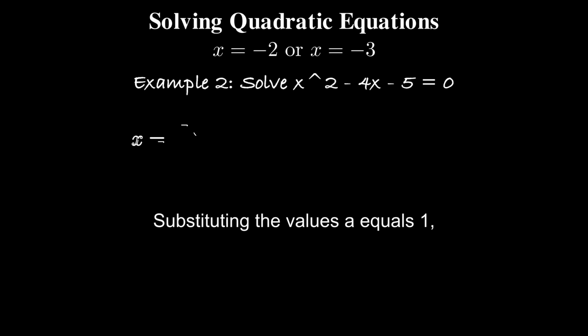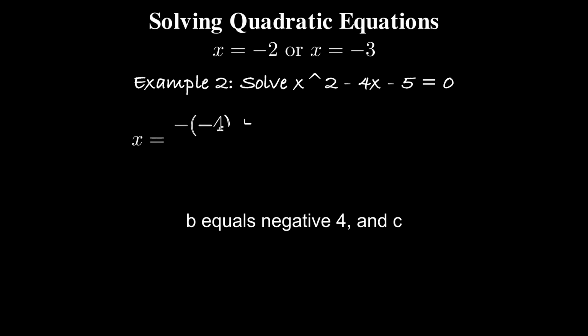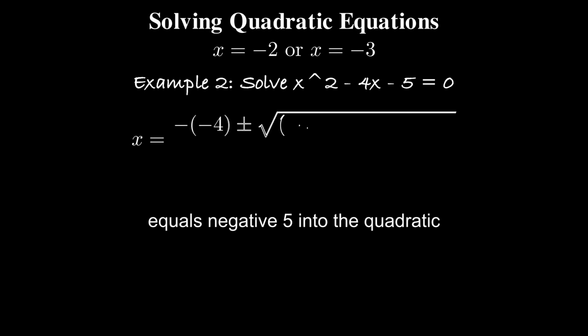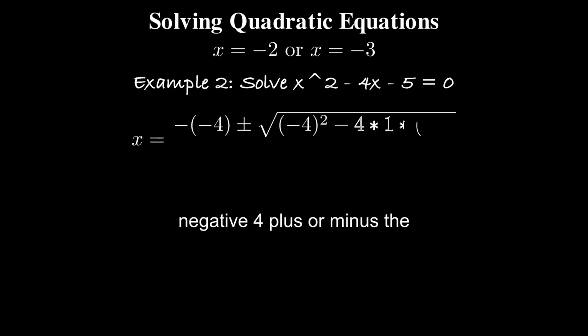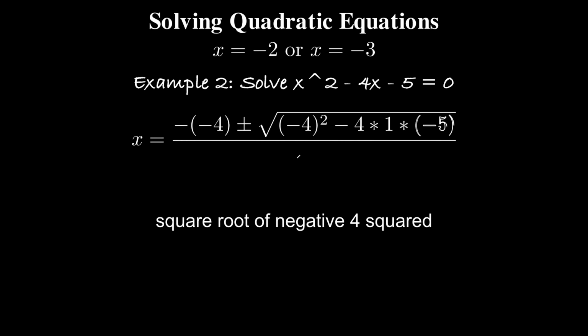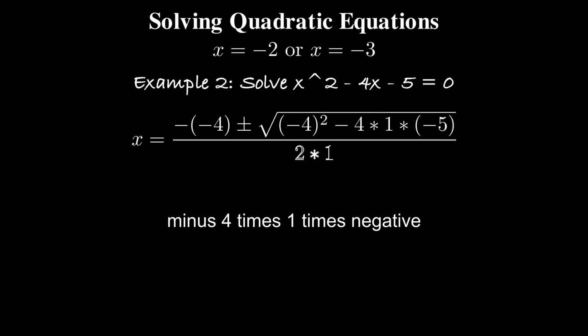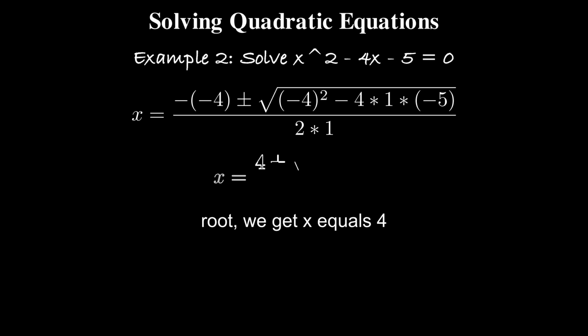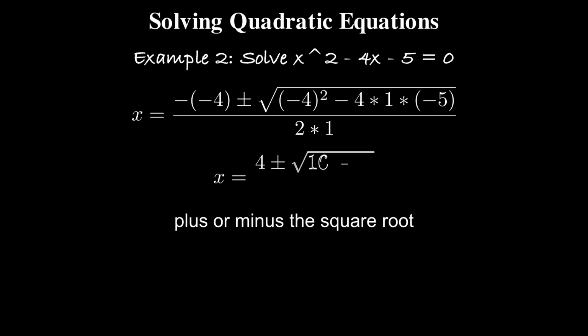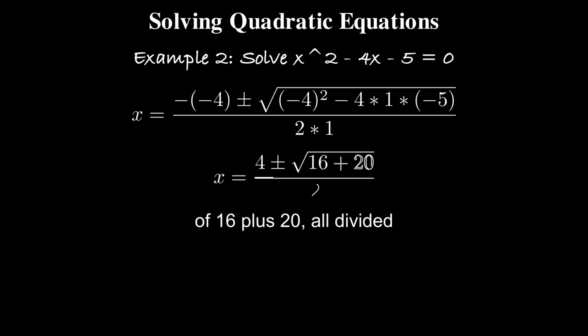Substituting the values a equals 1, b equals negative 4, and c equals negative 5 into the quadratic formula, we get x equals negative 4 plus or minus the square root of negative 4 squared minus 4 times 1 times negative 5, all divided by 2 times 1. Simplifying the expression under the square root, we get x equals 4 plus or minus the square root of 16 plus 20, all divided by 2.